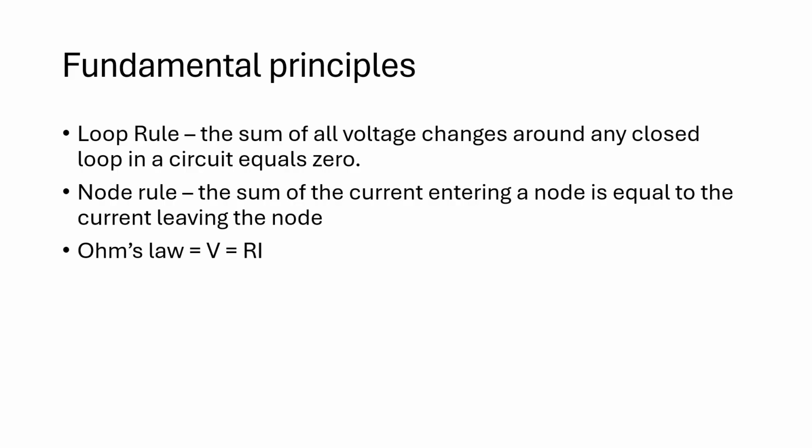The loop rule states that the sum of all voltage changes around any closed loop in the circuit equals 0. The node rule states that the sum of the current entering a node is equal to the current leaving the node. And Ohm's law states that the change in voltage is equal to resistance times the current.